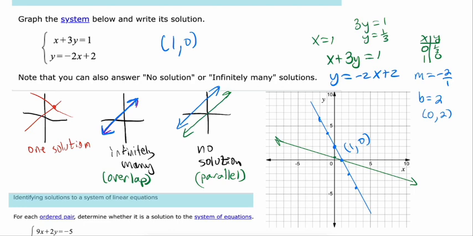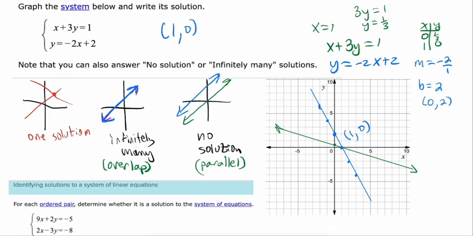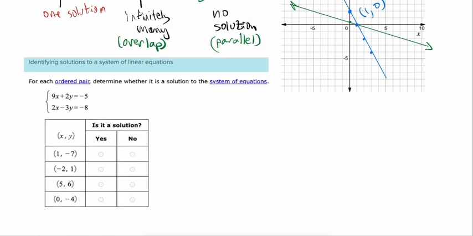Does anybody have any questions on how to graph a system to find its solution? Now, here's the problem about graphing a system. When you graph a system, unless you are perfectly careful, if they cross at a fractional point, you're going to have to guesstimate. That's where the power of algebra becomes so helpful. Okay. So let's start practicing some of the algebra.